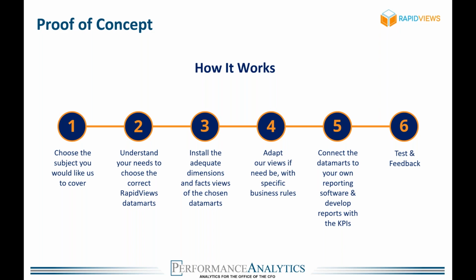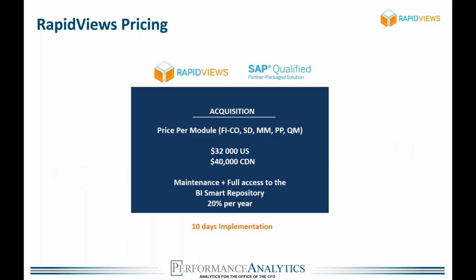Now I'd like to make you familiar with the pricing. If we flip to the next slide. Great. Okay, so again, we try to make this very easy for you. RapidViews is sold on a per module basis. Currently FICO, SD, MM, PP, and QM are all available. The pricing is 32,000 US or 40,000 Canadian per module. And of course, we offer discounts if you're buying more than one.